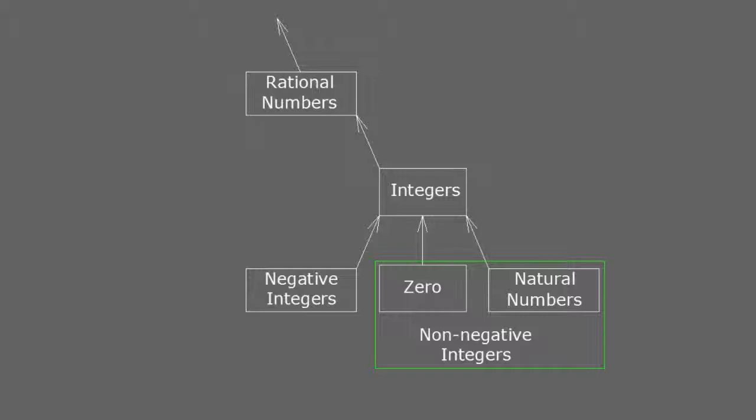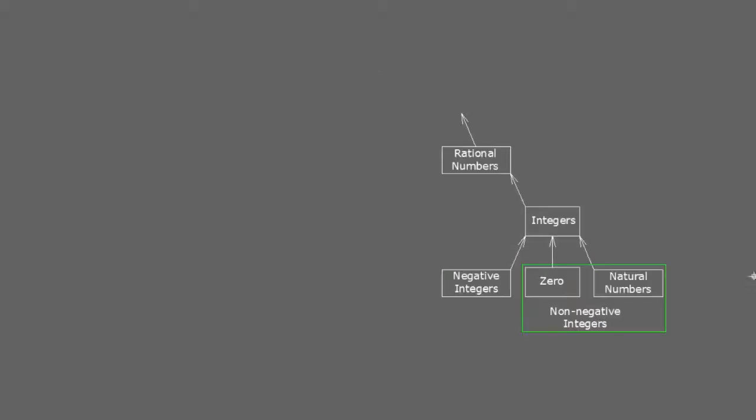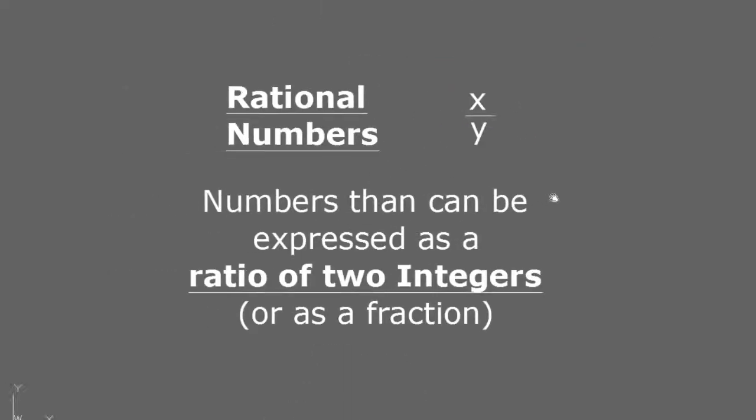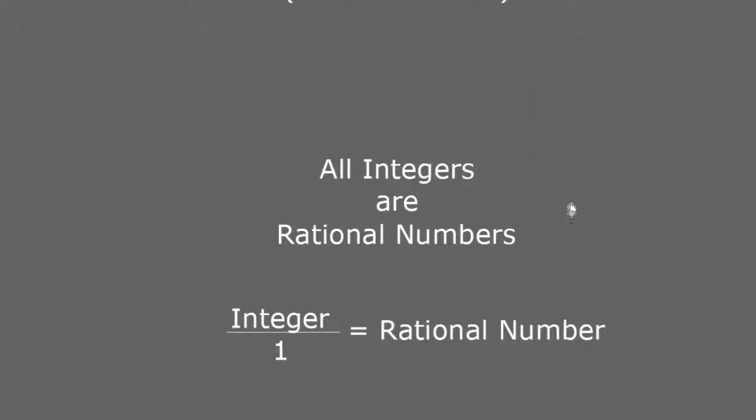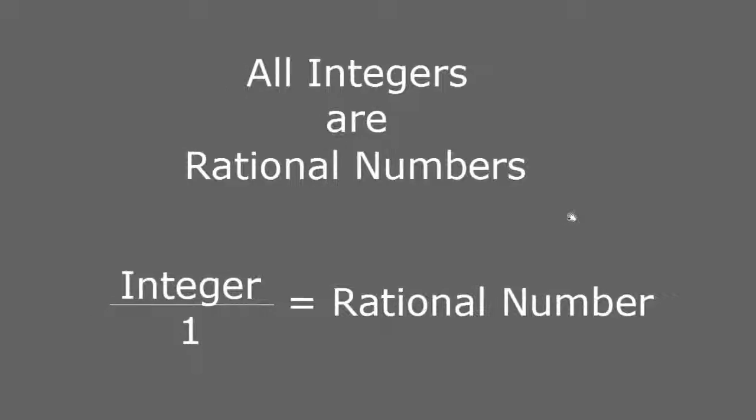In a previous video, we talked about the integers and the subset of numbers that compose the integers. Now we're going to see that all of the integers belong to an even bigger set of numbers called the rational numbers. As we said before, rational numbers can be expressed as a fraction containing only integers in the numerator and in the denominator. So why do we say that all integers are also rational numbers?